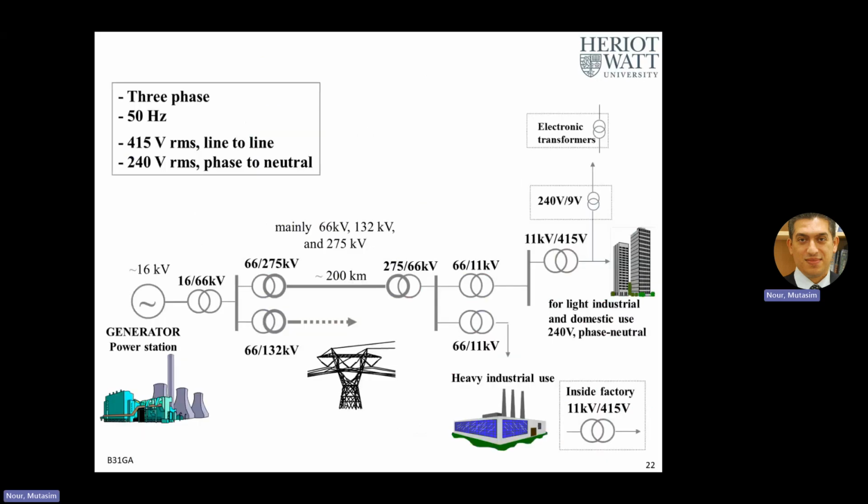This is typically, again, similar to what we showed you, but this is in South Australia, a three-phase, 50 hertz, 415 volt RMS line, and 240. This 240 volt RMS is the voltage we receive in our houses. These are plugs. But normally what comes in is a three-phase system, 415. Right? So this is the generator.